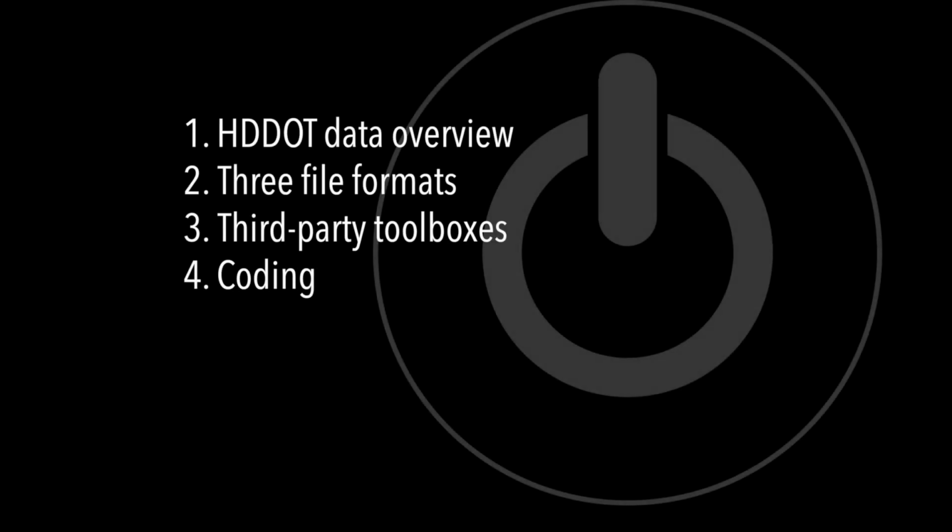In this video, we review the types of raw measurement data that can be used with NeuroDOT. We begin with a brief overview of HDDOT data, then describe the three specific file formats that NeuroDOT recognizes and the third-party tools that are required to work with them. Lastly, we introduce the NeuroDOT functions used to read and write each of these file types.